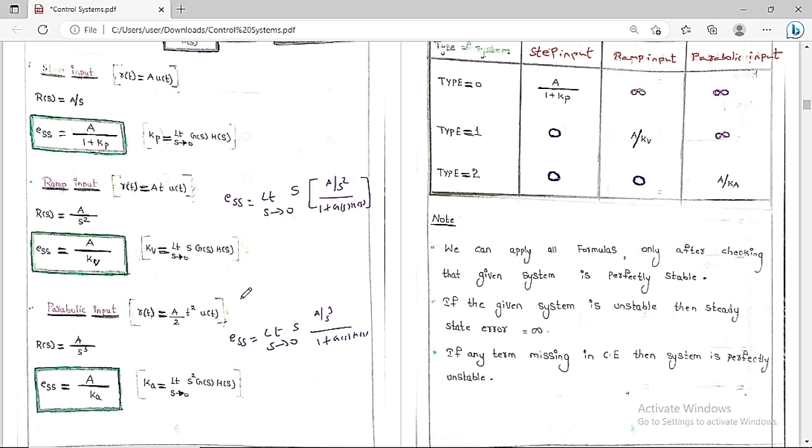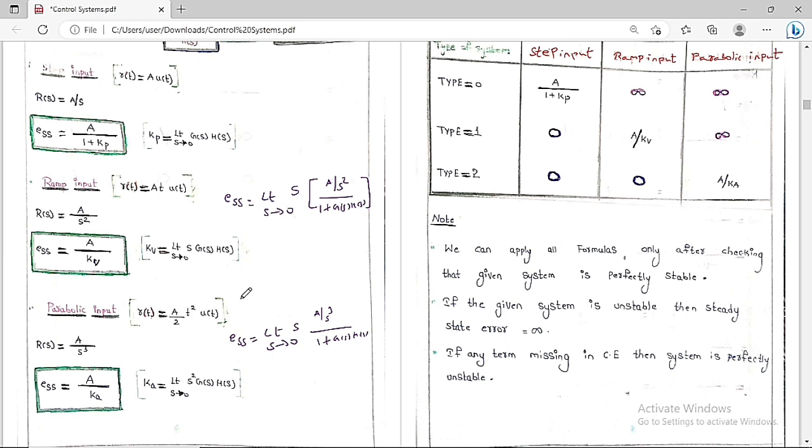So finally, before you apply all these formulas, first you have to check whether the given system is stable or unstable. If it is stable, then only we have to apply these formulas. Otherwise, we don't have to apply them. For an unstable system, the steady-state error is always equal to infinity.